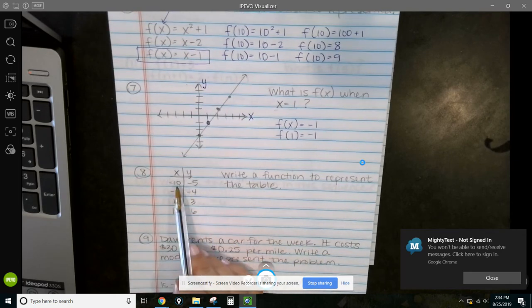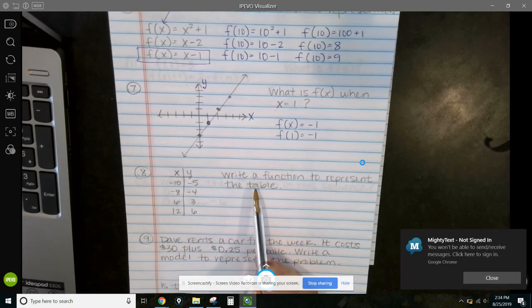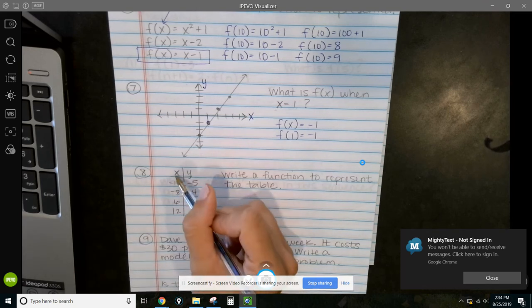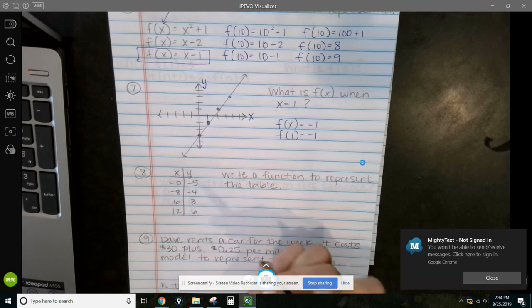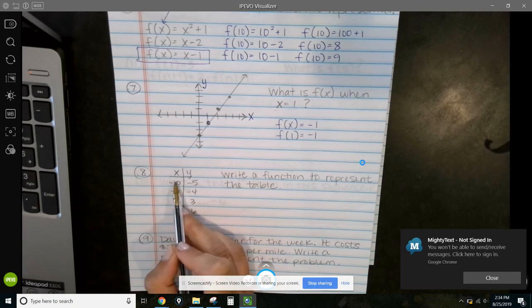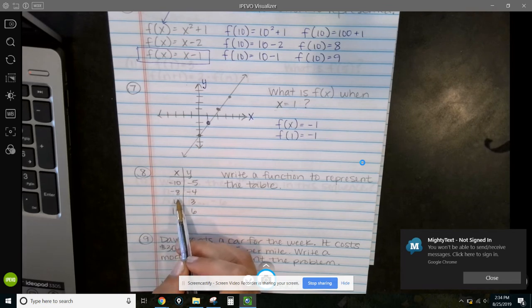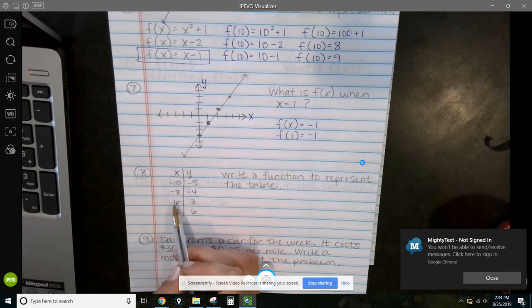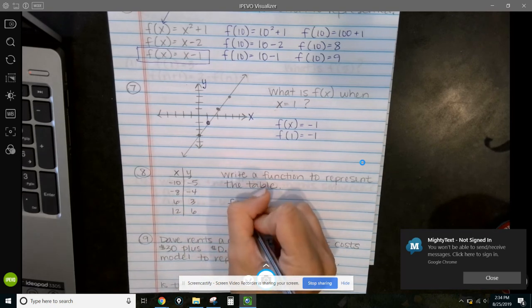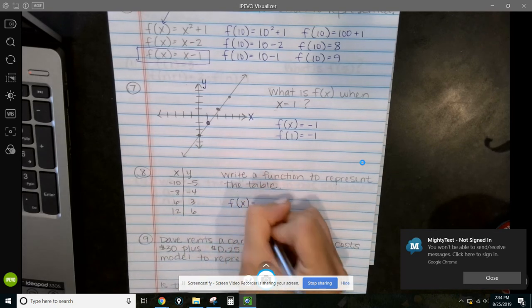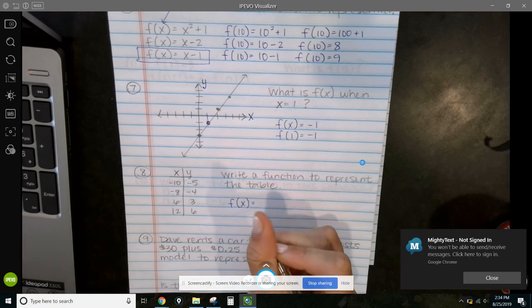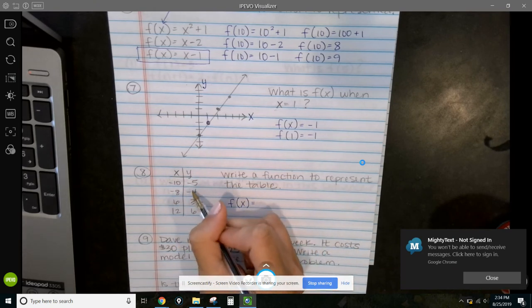Okay, in a table, write a function to represent this table. So they give you some input values and some output values. So you are going to have to figure out what is happening in this table. When I put in -10, I got out -5. I put in -8, I got out -4. I put in 6, I got out 3. I put in 12, I got out 6. So hopefully you're starting to see a pattern of what is happening to those x values. So they want you to write a function, which means we're going to be writing it in function notation. So I would say f of x equals, and to me it looks like I'm dividing them by 2 or multiplying them by 1/2, whichever way you want to write that.